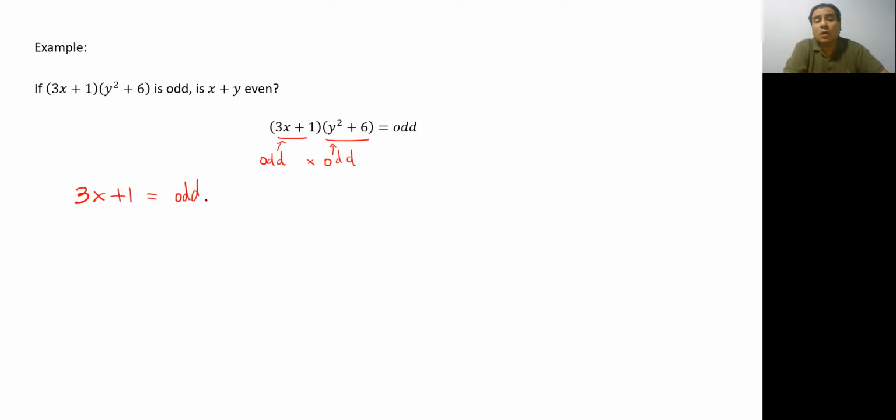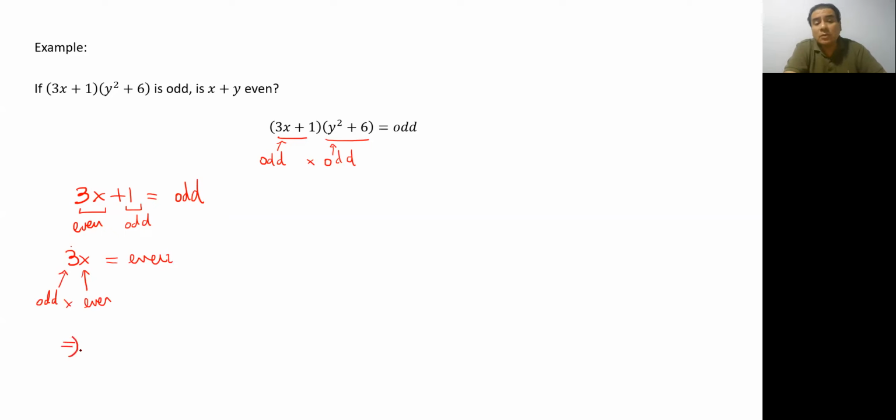3x + 1 is odd. What does this mean? It means that we have a sum. Here we have an odd value, so the other should be an even value, because even plus odd gives you odd. And if 3x is even, then this product, 3 multiplied by x, is even only if one of them is even. Since 3 is not even, it follows that x must be the even one, because 3 is odd. So odd times an even gives you even.